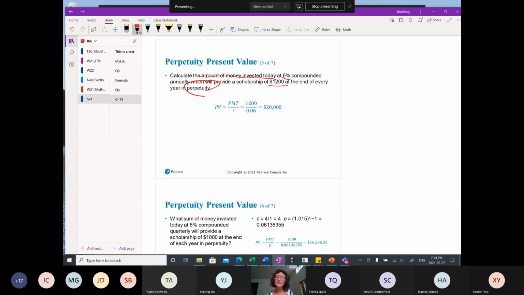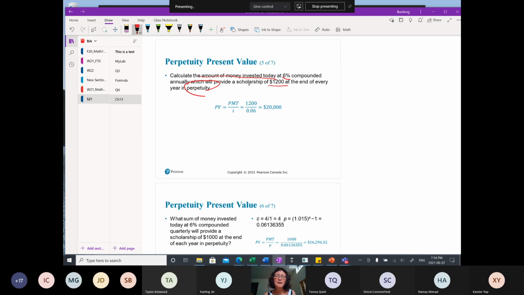So this question is correct. There's no mistake. So when you have this question during the quiz, don't ask me the same question, like, hey, there is no term, I cannot calculate this question. It is impossible because you do not give me the term.